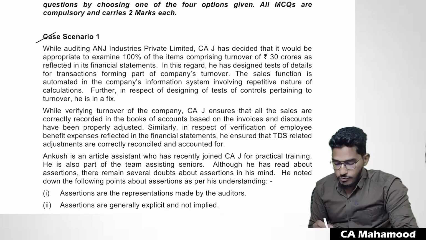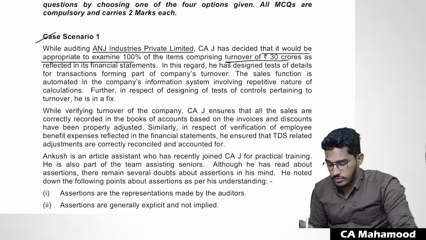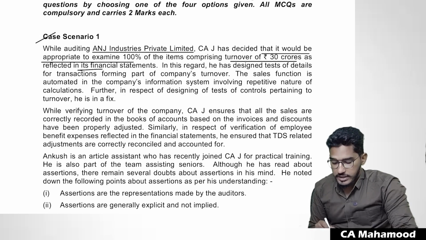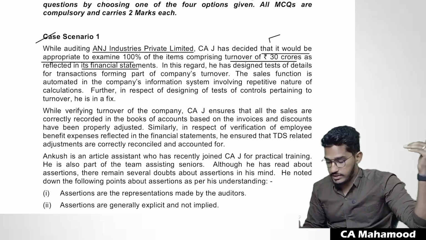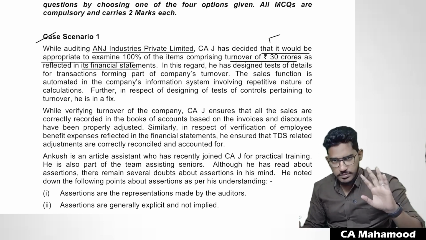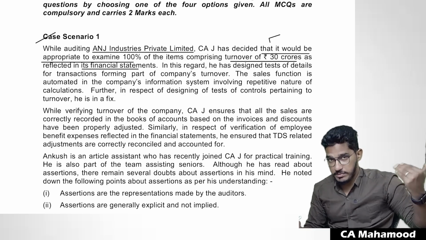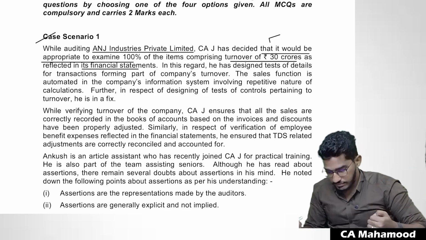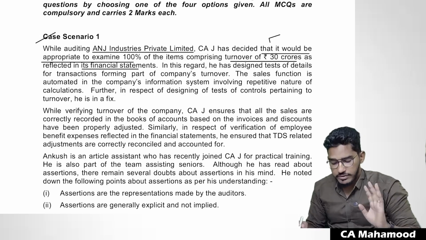Case scenario number 1, while auditing A&J Industries Private Limited, CAJ has decided that it would be appropriate to examine 100% of the items comprising turnover of 30 crore rupees as reflected in its financial statements. So auditor thought he will do 100% examination of that turnover, which is of 30 crores. Might be he might have some sort of understanding. There might be risk might be very high. That's why he might have thought of doing 100% verification.